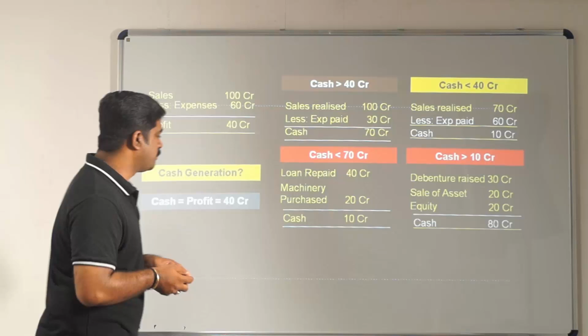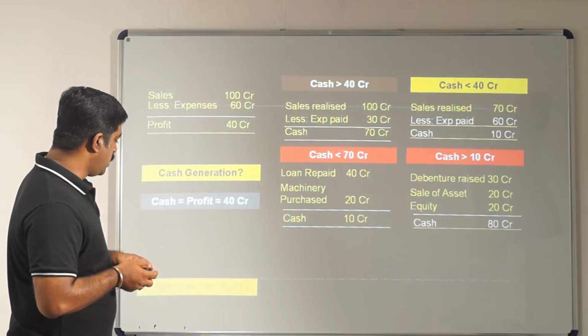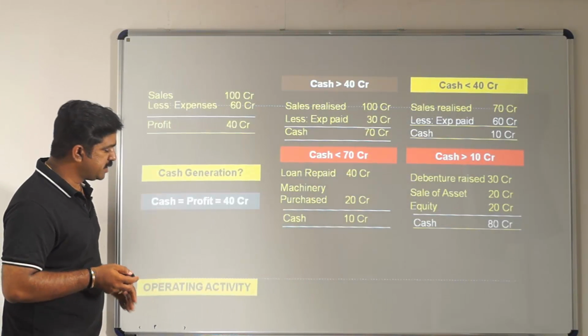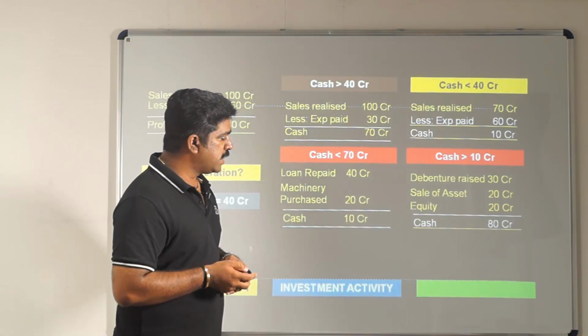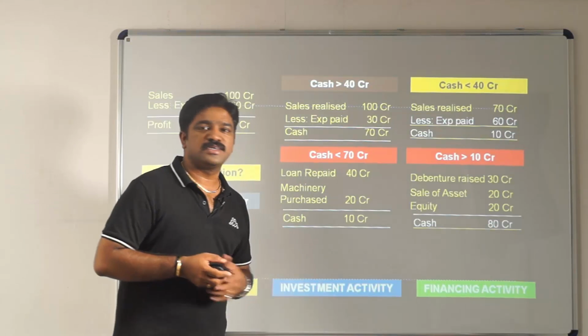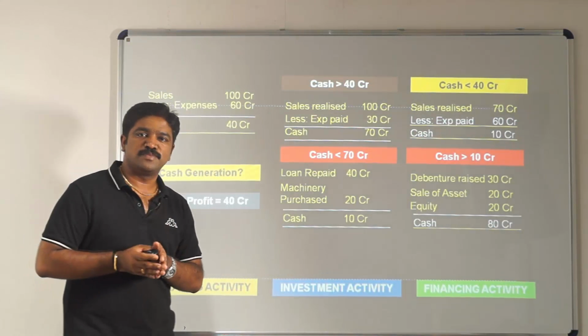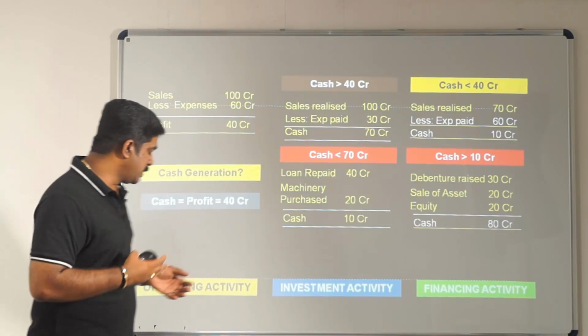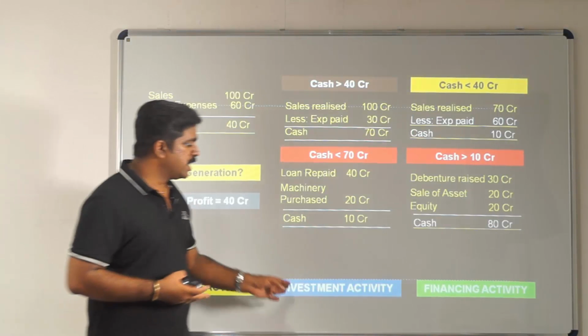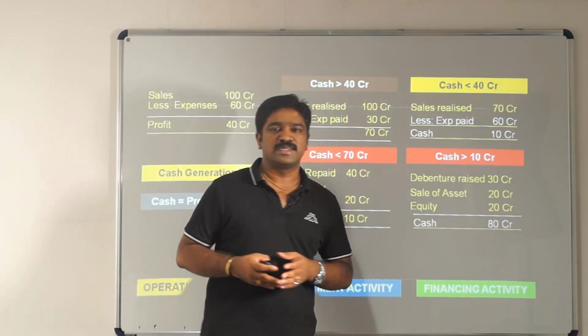I am going to show you that. Number one is operating activity. Number two is investment activity. And number three is financing activity. Okay, so cash flow statements basically classifies the cash flows into three: operating activity, investment activity and financing activity.